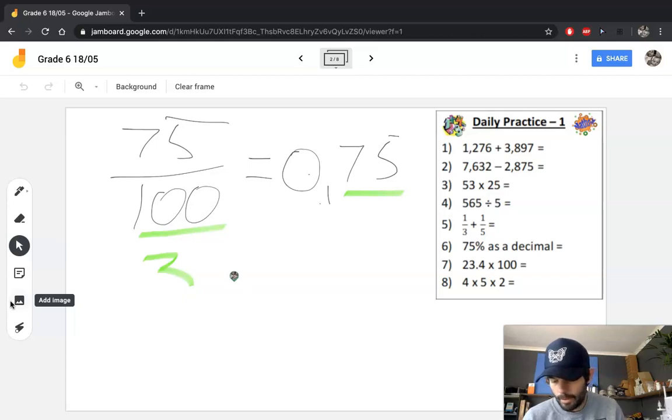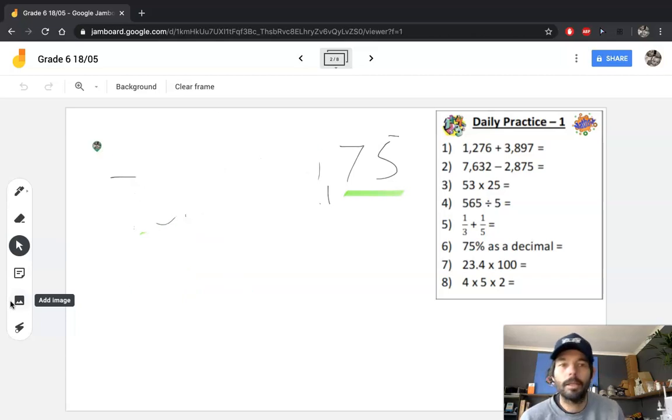And then question 7 was the multiplication of decimals by base 10. And remember, base 10 basically just means 10, 10 times 10, 10 times 10 times 10, 10 cubed. So here we're multiplying by 10 squared, which is 100. And then we know that the number gets 2 decimal places bigger.